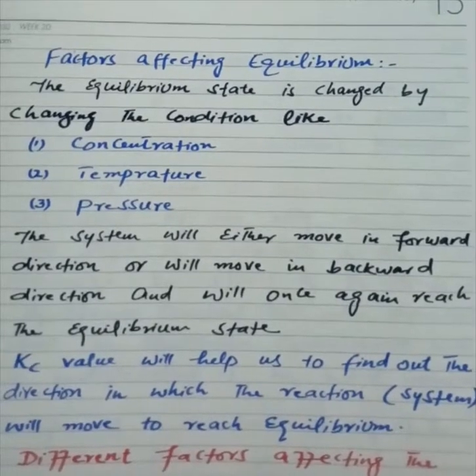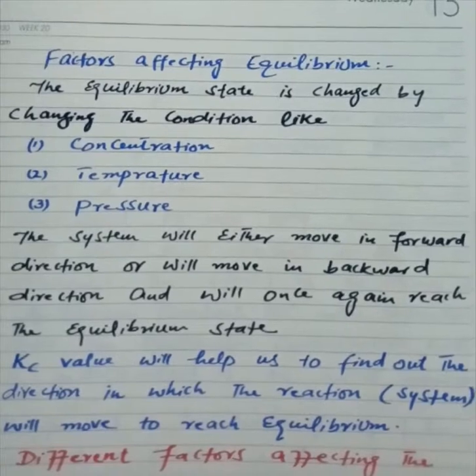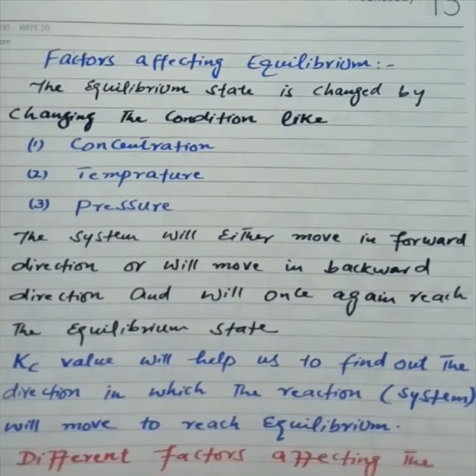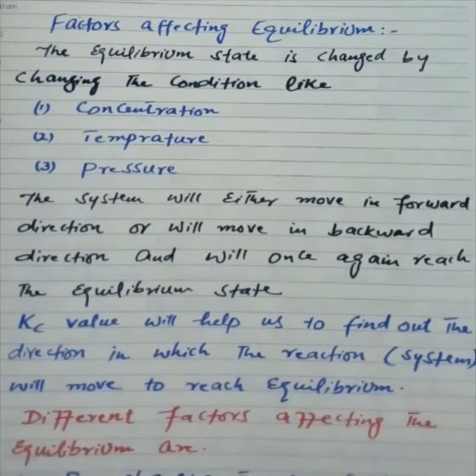Dear students, today we will study the factors affecting the equilibrium state. Now remember that the equilibrium state can be changed by changing conditions like concentration, temperature and pressure. Whenever some change is brought about in the equilibrium state, the system will either move in the forward direction or in the backward direction in order to attain the equilibrium state once again.